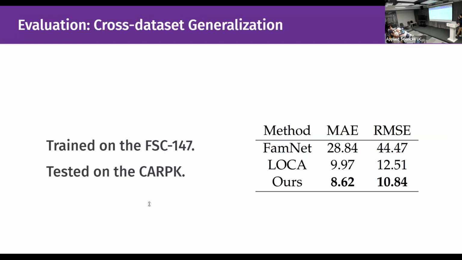Okay. So we also tested the cross-dataset generalization capability of our model. In this setting, the model is trained on the FSC 147 dataset and is tested on the CARPK dataset, which features aerial images of parking lots and has only one object class, a car. And note also that these images with cars were excluded from the training set.